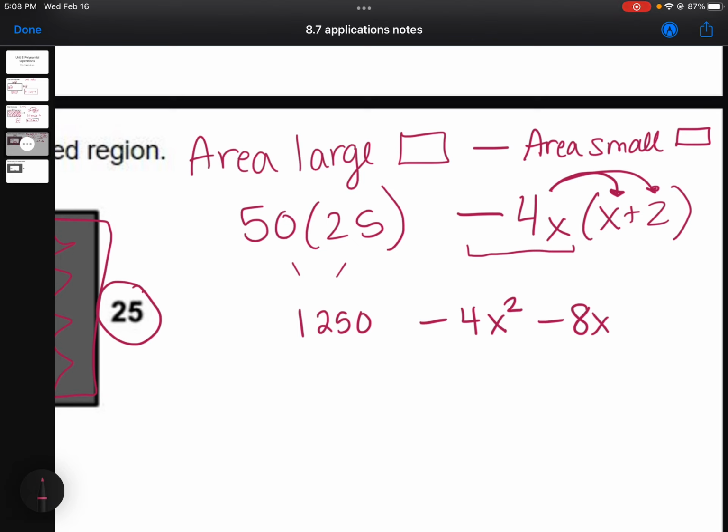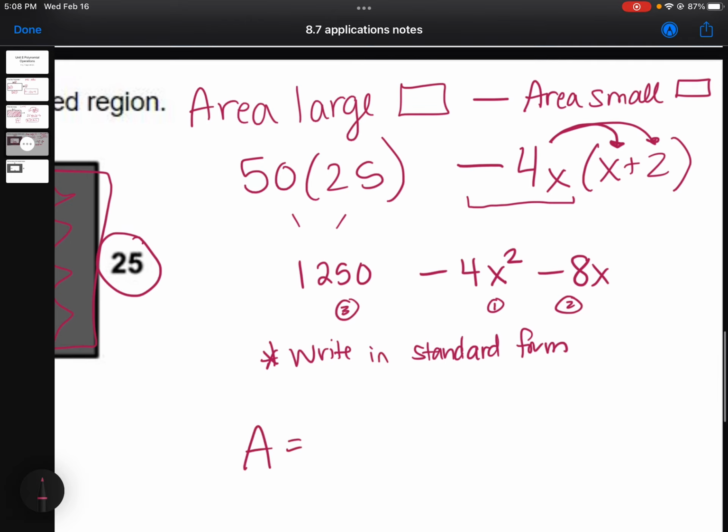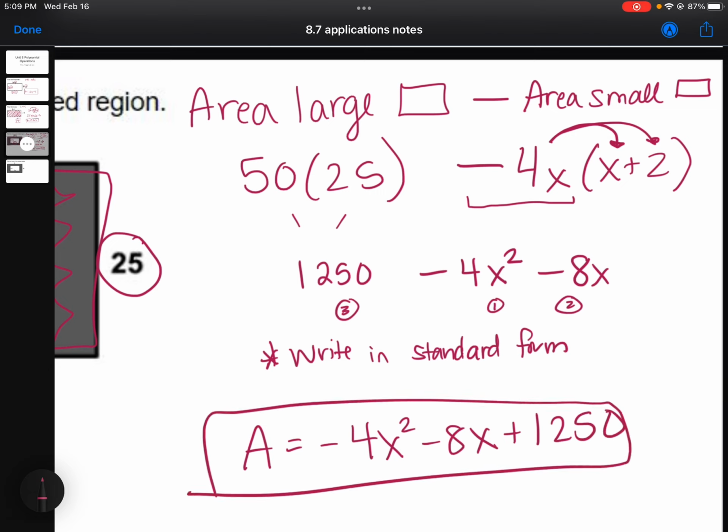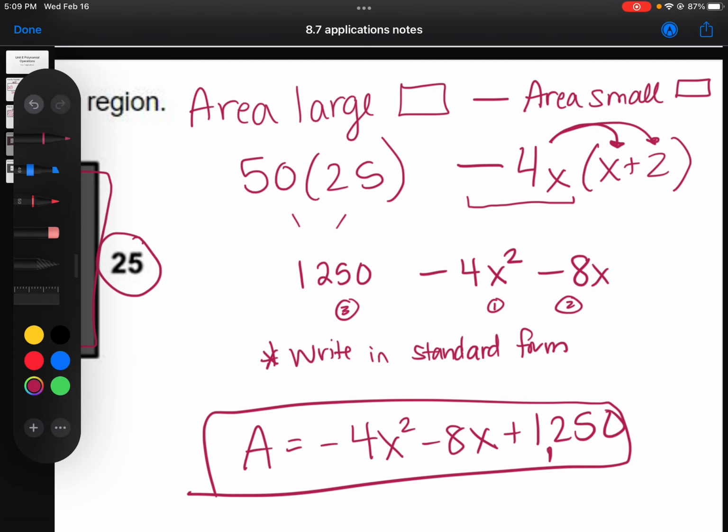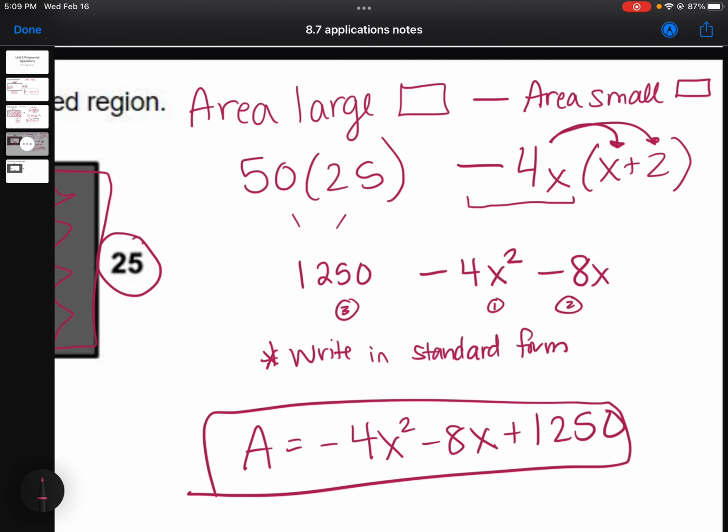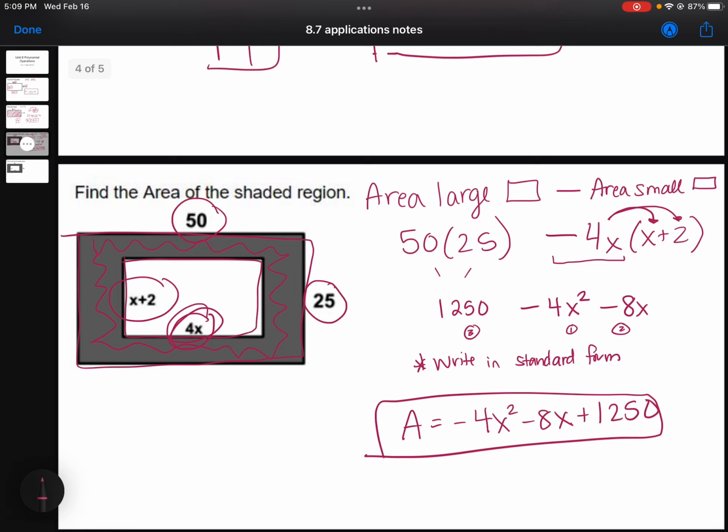However, this isn't my final answer. Write this in standard form. So the highest power first, then the x, then the constant. So area equals negative 4x squared minus 8x plus 1,250. And in a formula, don't put the comma here. Don't do that. There we go. Pause the video and try the last one on your own.